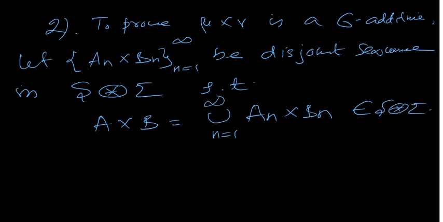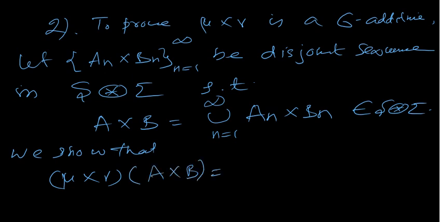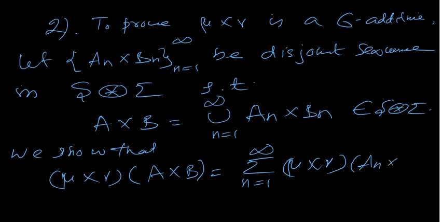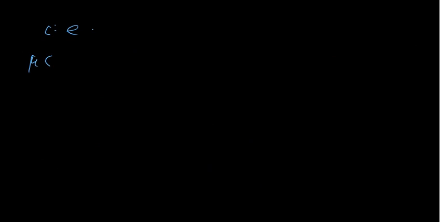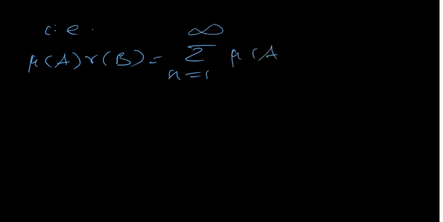Okay, so we show that the value of the set function for this union, which is A cross B, since this union is in S tensor sigma, so that A is in S and B is in sigma, is equal to the summation, n runs from 1 to infinity, of mu cross nu of A_n cross B_n. This we need to verify. That's mu of A into nu of B is equal to the summation, n from 1 to infinity, of mu of A_n into nu of B_n. Name it star here. We need to verify this star for mu cross nu to be sigma additive.